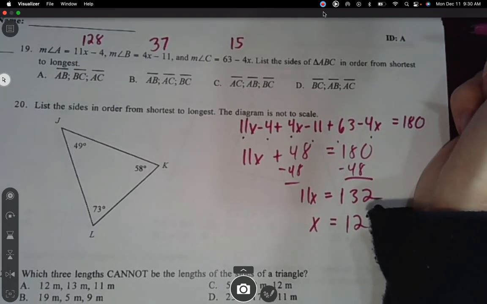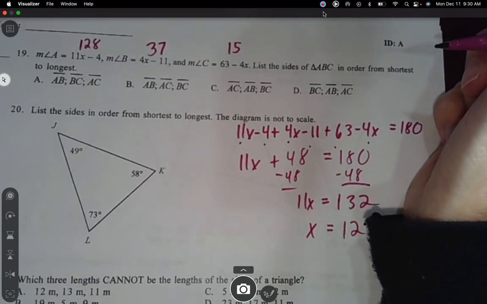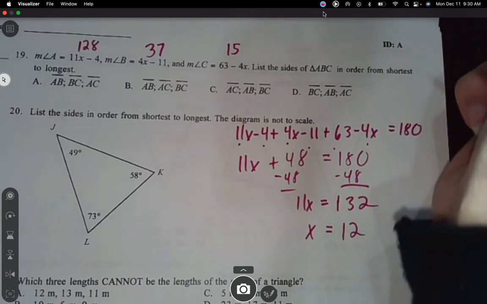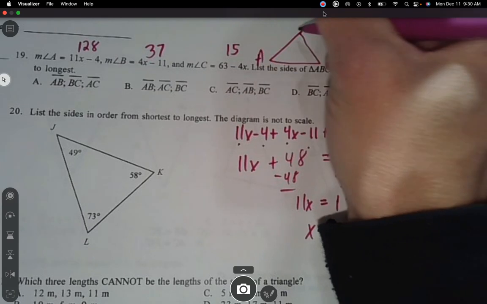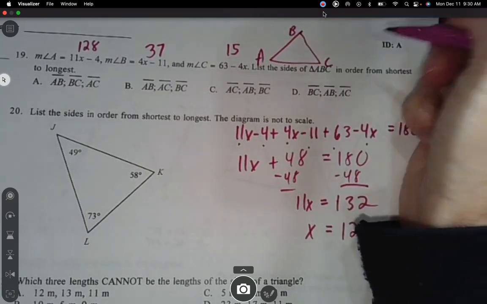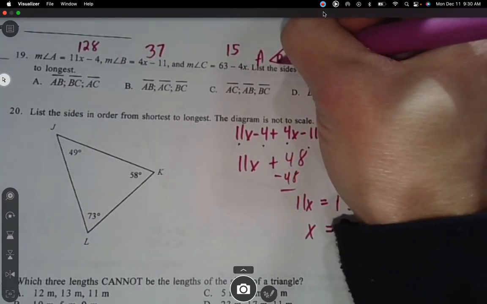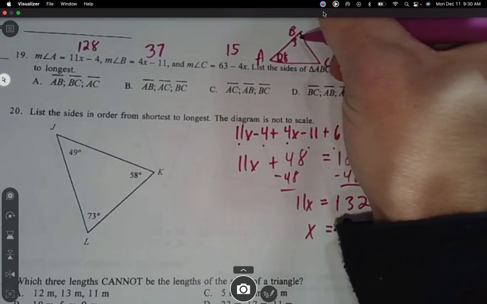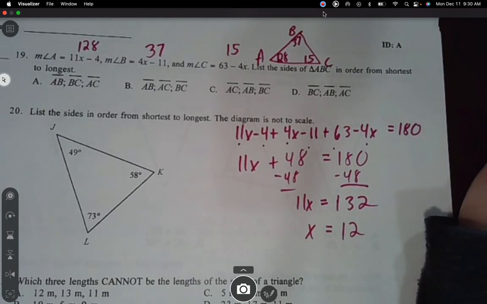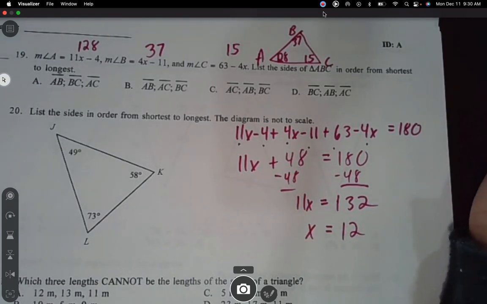If I were you, I would draw a little picture. That's what I would do. It's a triangle. I have A, B, C. What's angle A? 128. Doesn't look right. Not drawn to scale. B is 37 and C is 15. What's the shortest side? It goes with angle C. So what's the shortest side?